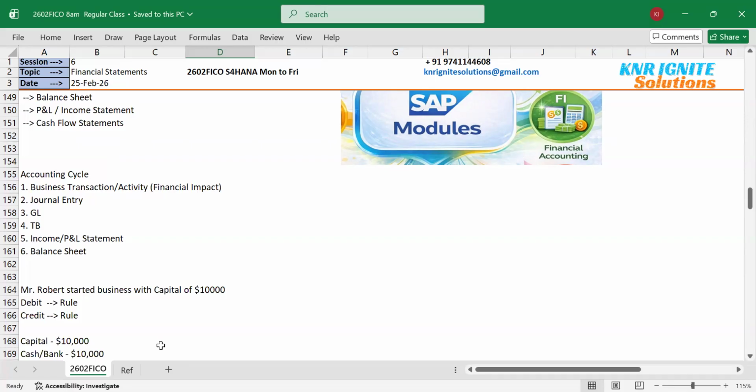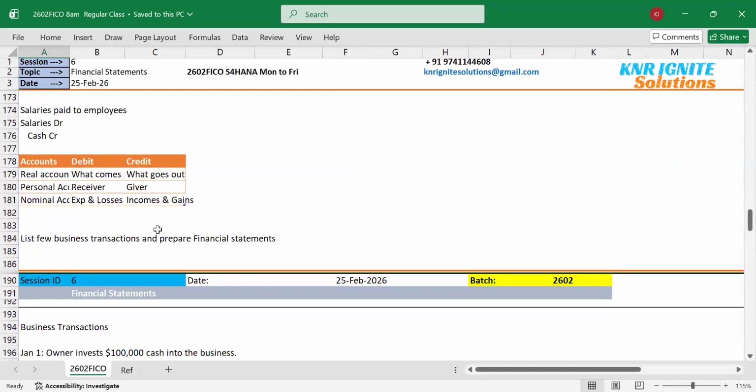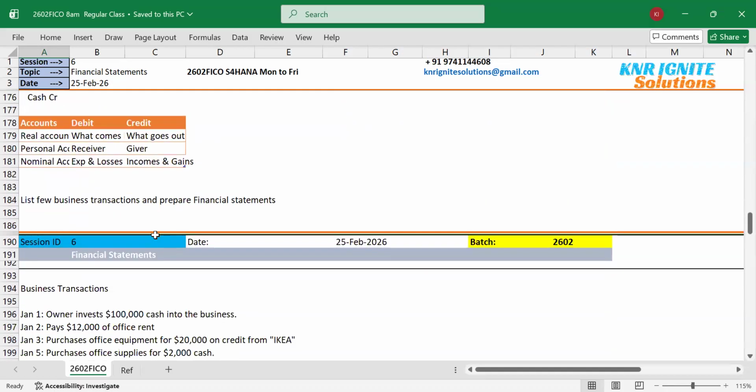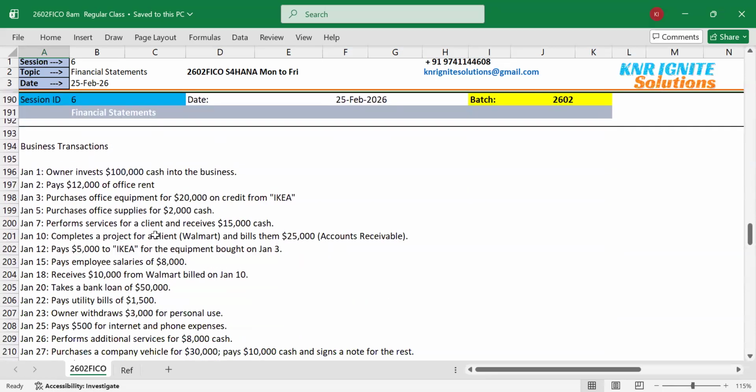That's the reason today we'll get into a transaction level, like I was saying yesterday, and see if we can prepare one set of financial statements, including your trial balance, profit and loss account, and balance sheet, all these three. As part of today's topic, I have already listed some transactions. Let us go through them quickly to understand what exactly they are, and then we can understand how to prepare journal entries from there on.